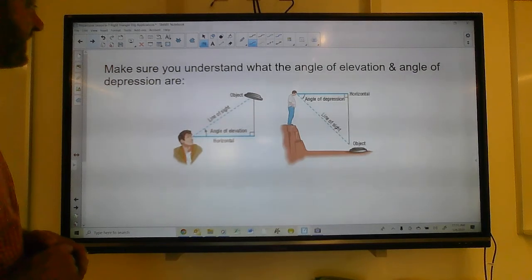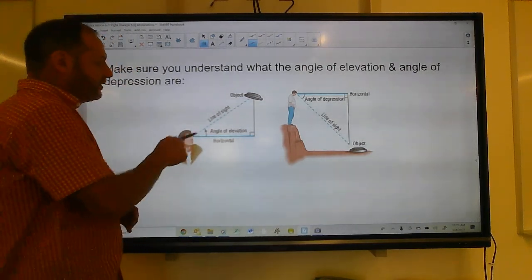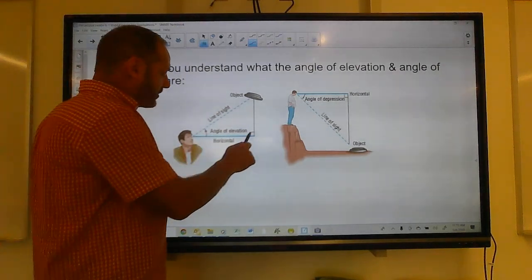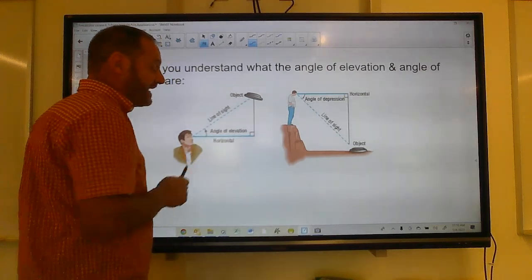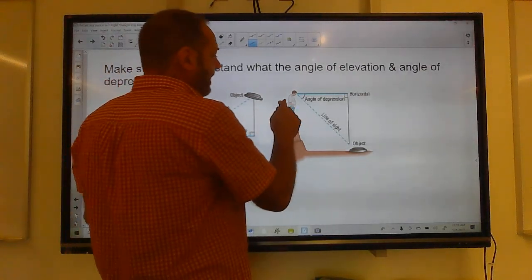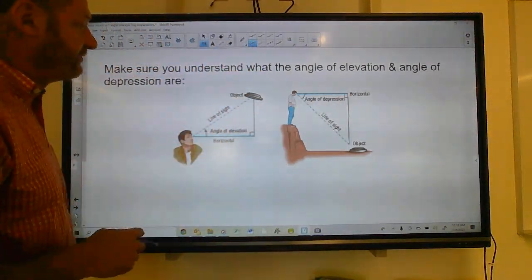Okay, just some things to make sure you understand, the terms. If I'm looking up at an object, the angle formed by the horizontal and the object is called the angle of elevation. And if I'm looking down at something, the angle from the horizontal to the object below is called the angle of depression.